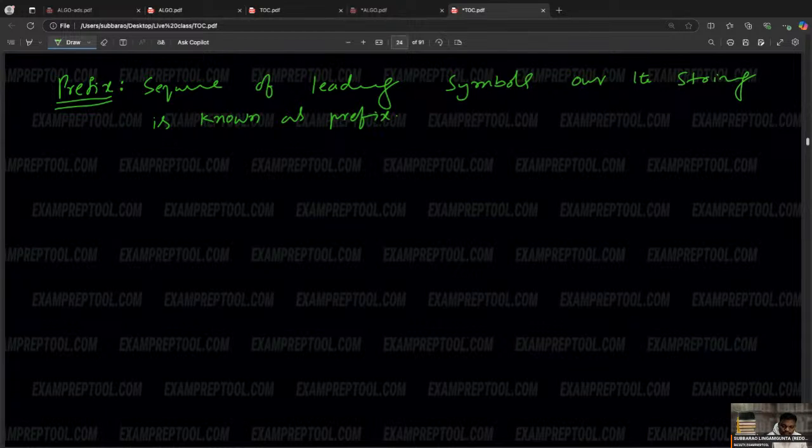Let me write some examples. Can you see the example? Everyone be careful. I need some string: TOC EPT or EPT TOC. Let me write EPT TOC.